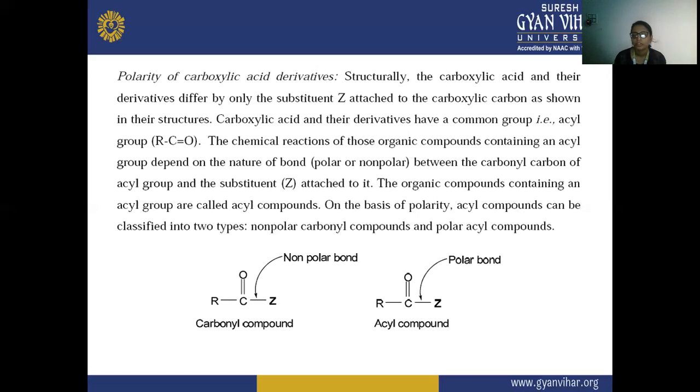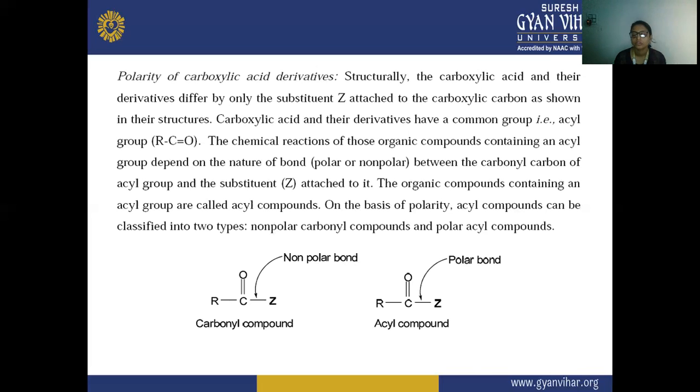The bond between the carbonyl carbon of the acyl group and the substituent Z attached to it. The organic compounds containing an acyl group are called acyl compounds. So here, the organic compounds which have this acyl part or acyl group are known as acyl compounds.